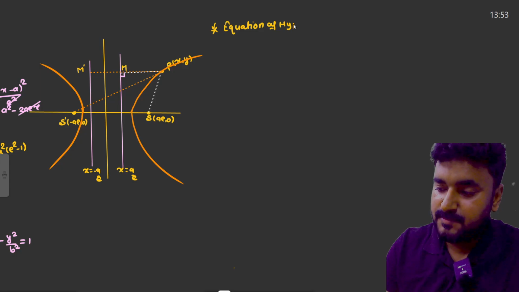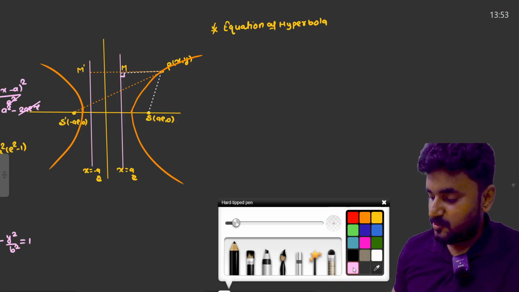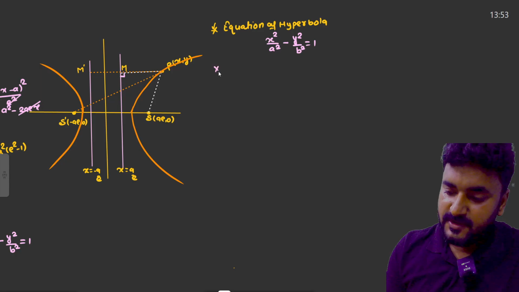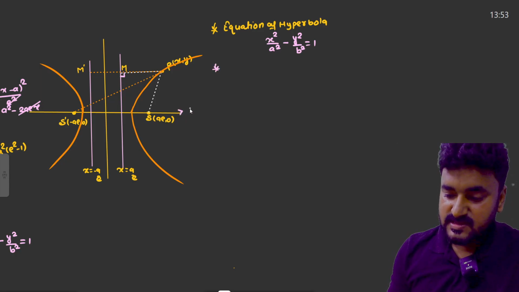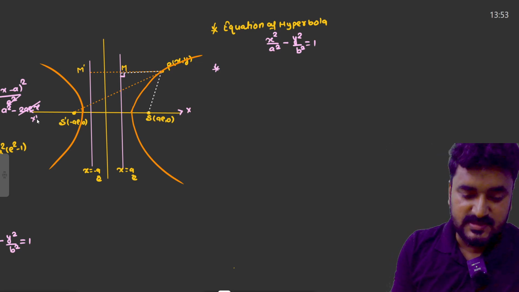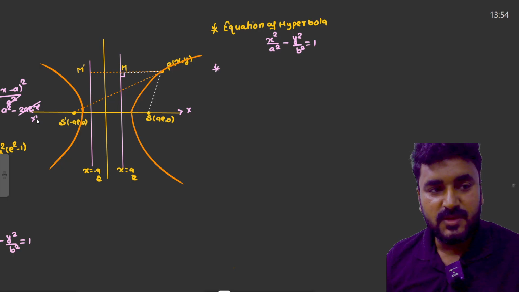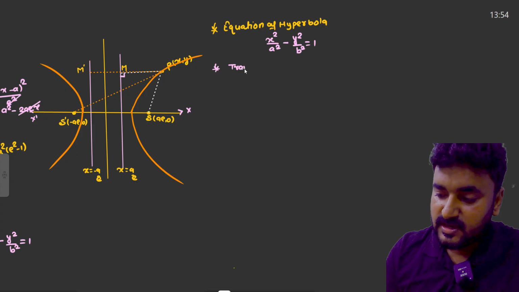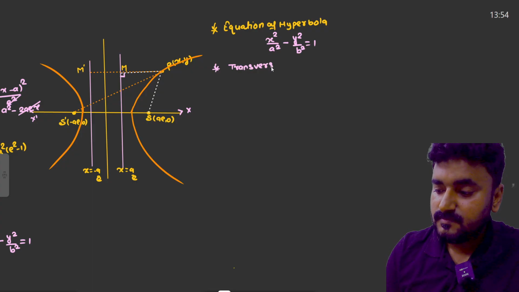Equation of hyperbola. So the equation of the hyperbola is x square by a square minus y square by b square equals 1. Okay. After the equation, this x axis is called the transverse axis. Okay. The major portion of the hyperbola is on the x axis. So therefore I will write transverse axis.